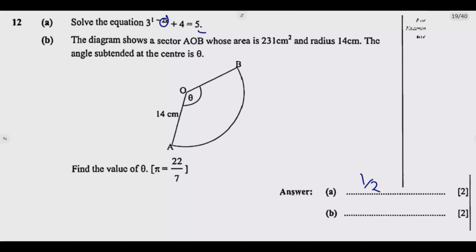B is asking us to find this value. So given the area is 231 centimeter square, and we're given this radius, then it's just a matter of finding the value of theta. So we know that the area of a sector subtended by angle theta is given by theta over 360, because it's not complete. When it's a complete circle, that theta becomes 360, so it becomes 360 divided by 360, which is a 1. Then multiply by the formula for the area, which is pi r square.